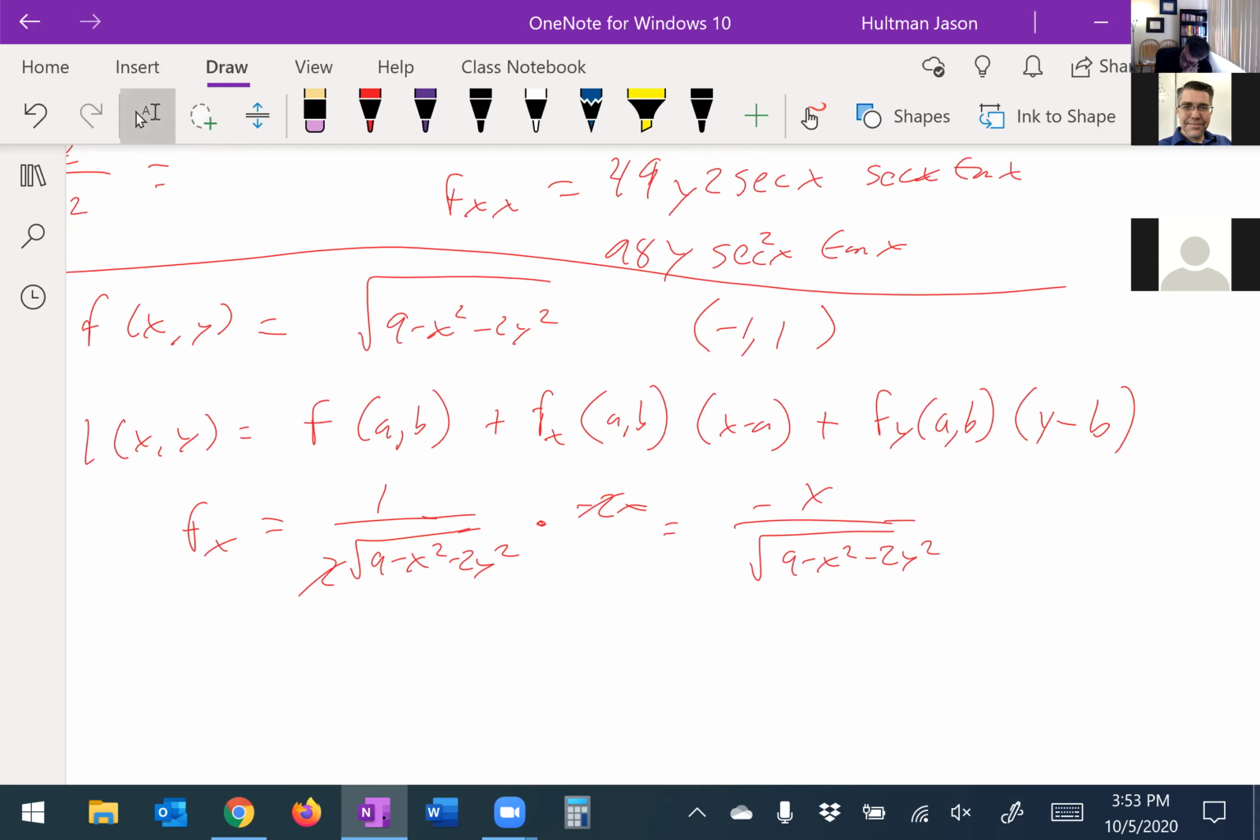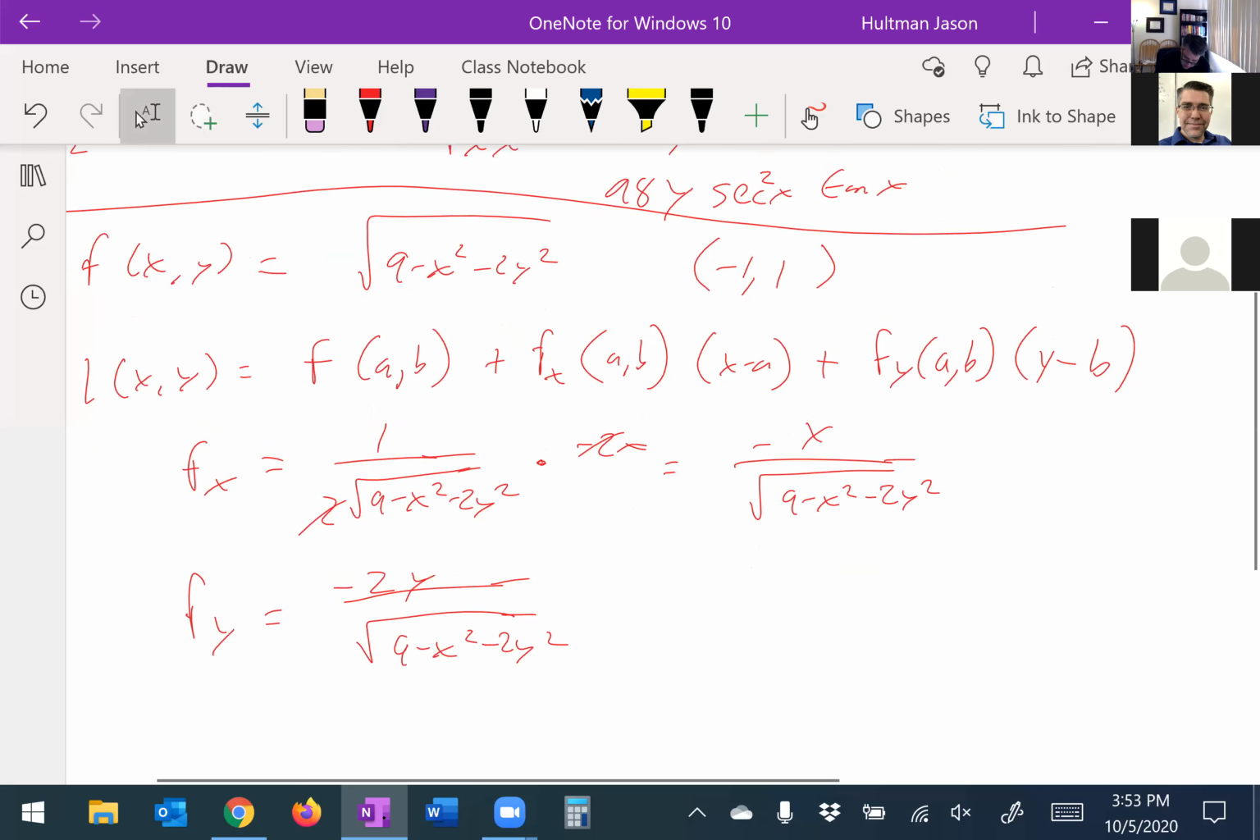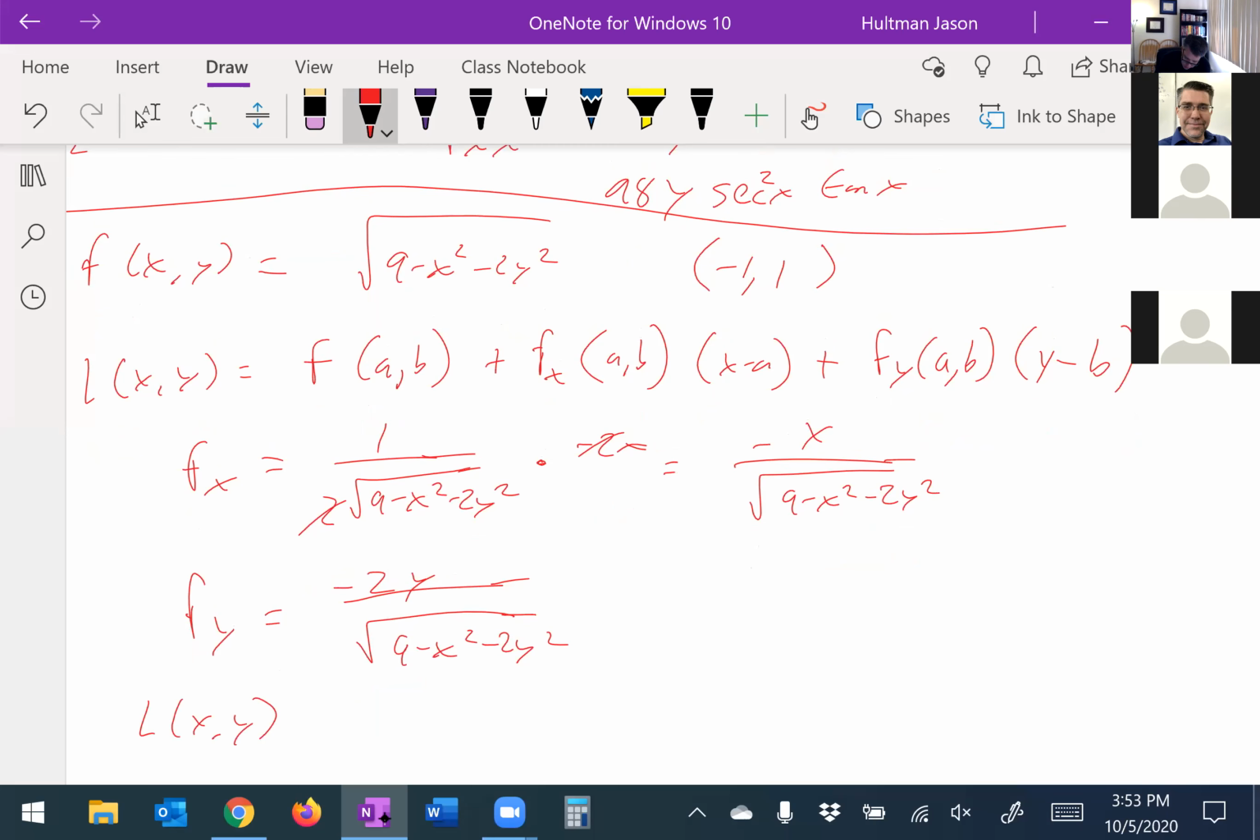Okay, what about f sub y? What's f sub y going to be? Very similar, except we're going to end up with a -4 on top and a 2 on the bottom. So this is going to be -2y over the square root of 9 minus x squared minus 2y squared. That's f sub y.